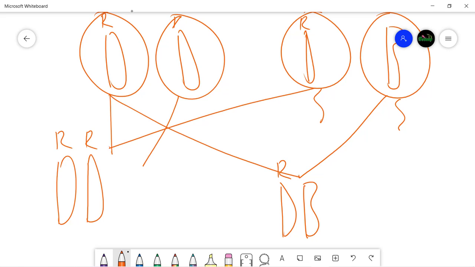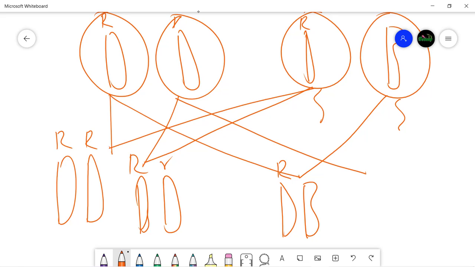Similarly, this particular egg can be fertilized by this sperm. So we get a female, and this particular female will be heterozygous. And finally, this particular egg can also be fertilized by this particular sperm, and what we get is a male, and this particular male will be white-eyed. Now this is a Y chromosome.